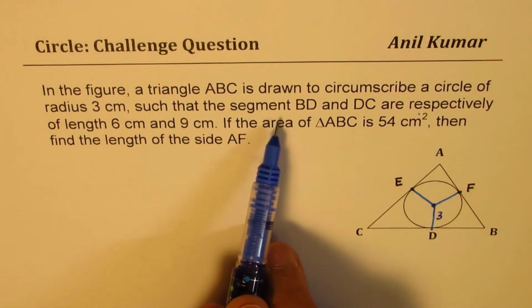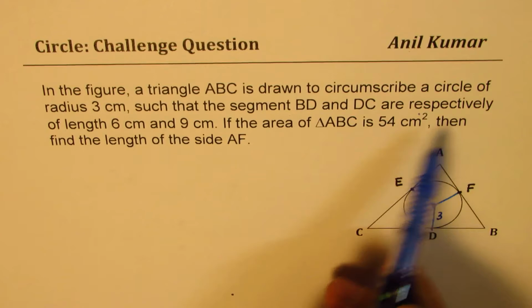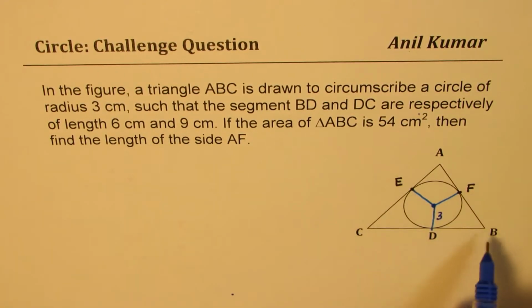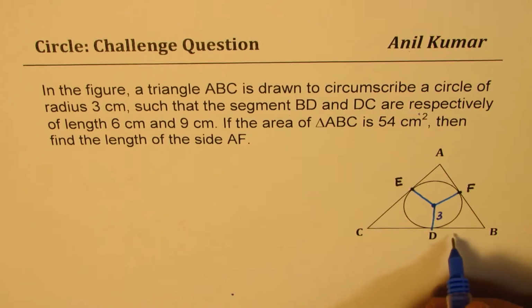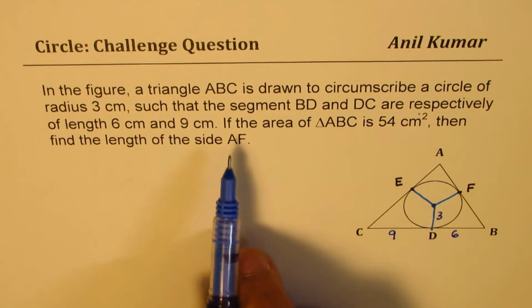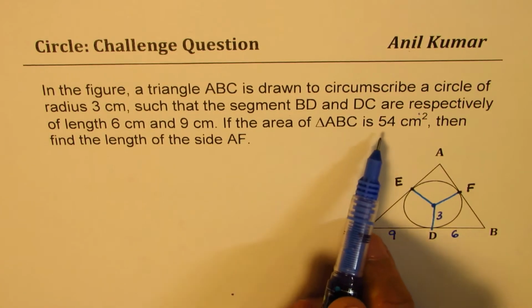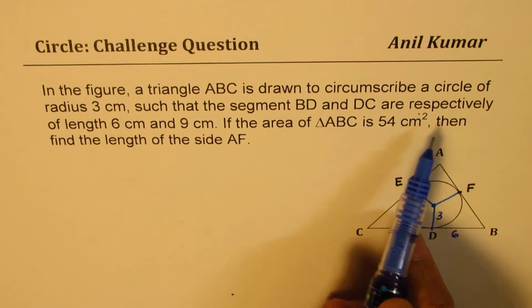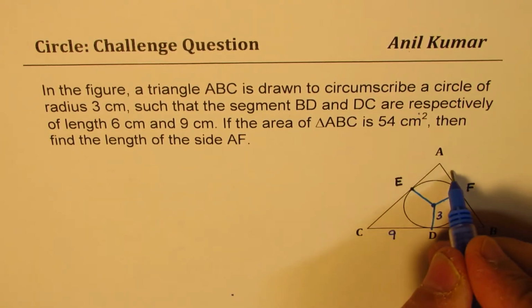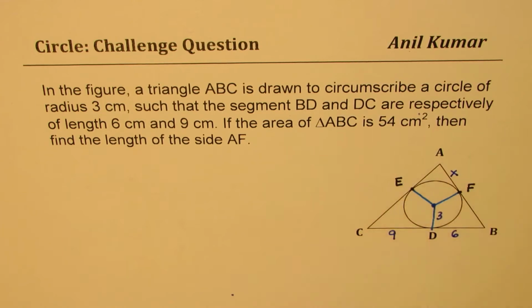Such that the segments BD and DC are of length 6 centimeters and 9 centimeters respectively. So B to D is 6 centimeters, and this is 9 centimeters. All units are in centimeters. If the area of the triangle is 54 centimeters square, then find the length of the side AF. Let it be X. You need to find this value X.